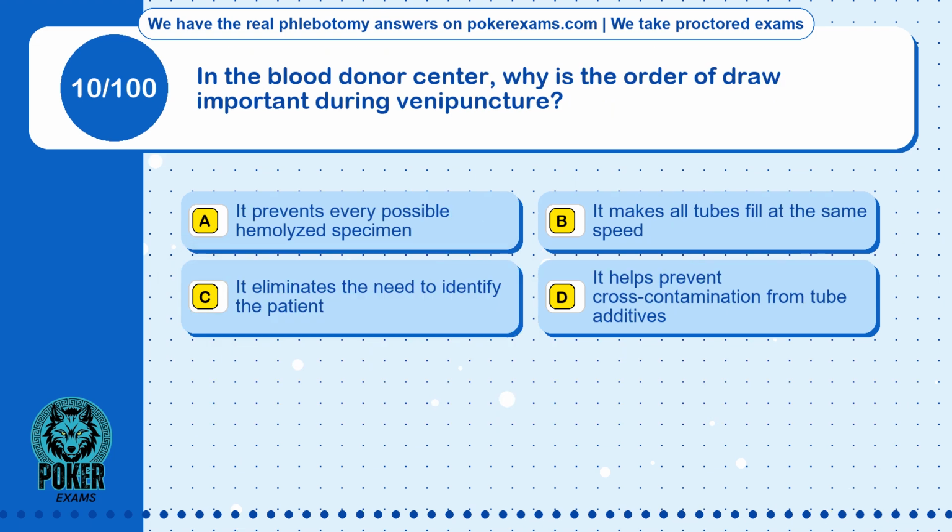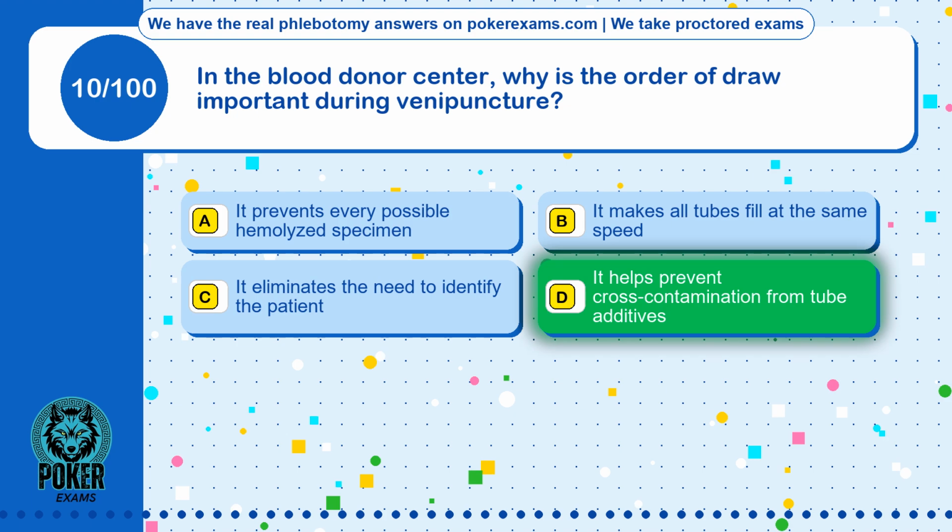Question 10. In the blood donor center, why is the order of draw important during venipuncture? Option A. It prevents every possible hemolyzed specimen. Option B. It makes all tubes fill at the same speed. Option C. It eliminates the need to identify the patient. Option D. It helps prevent cross-contamination from tube additives.